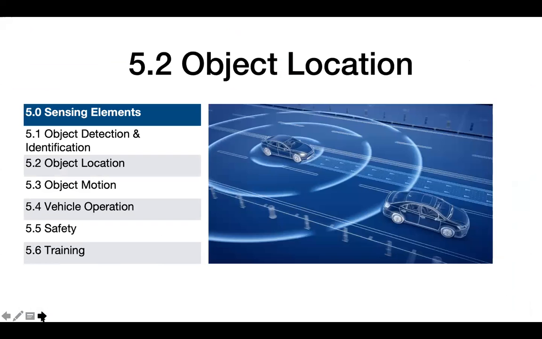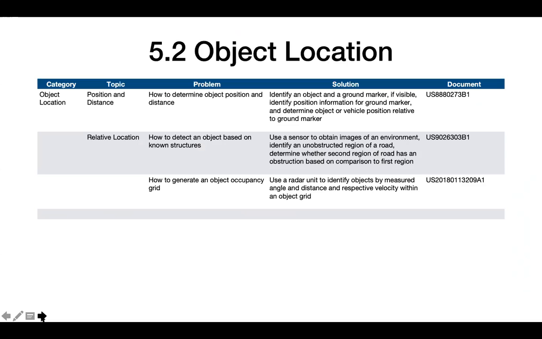Now 5.2, we wanted to figure out exactly where that object is located. And here's a few ideas for that. Position and distance. Determine object position and distance by identifying an object and a ground marker if visible, and identify position information for the ground marker and determine the object or vehicle position relative to the ground marker. Next one, relative location, using known structures. Use a sensor to obtain images of an environment, identify an unobstructed region of a road, and determine whether the second region of the road has an obstruction based on comparison to the first region.